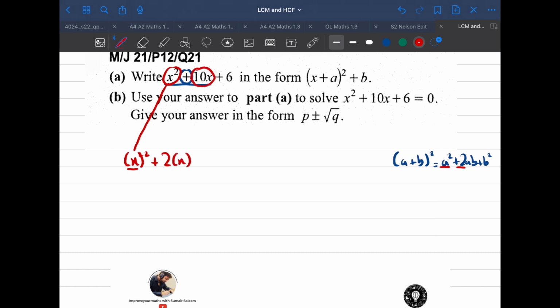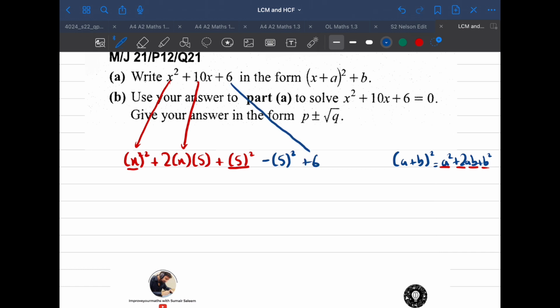Now you need to make 10x. So 2x multiplied by what makes 10x? 5. That means my value of b is 5. Plus b square. That's 5 square. Do you get this? Now compare. x square is written here, 10x is written here, but this 5 square was not written here. You added it on your own. So to cancel it out, what will you do? Minus 5 square, and then plus 6. Do you get till this point?